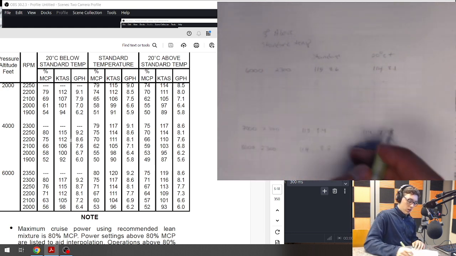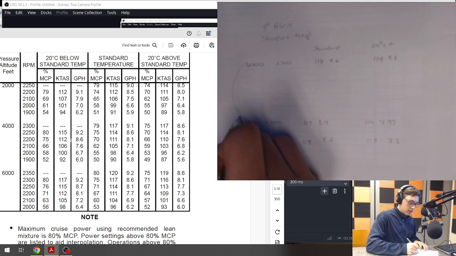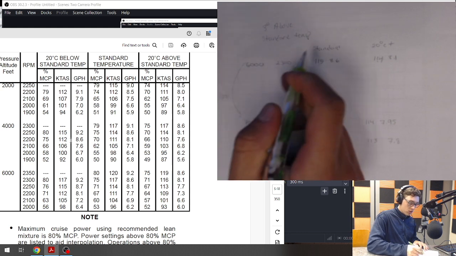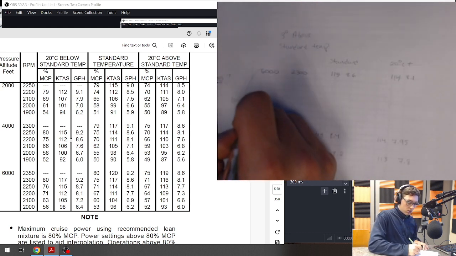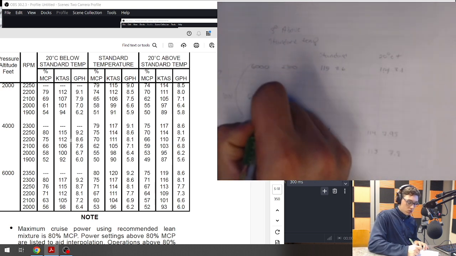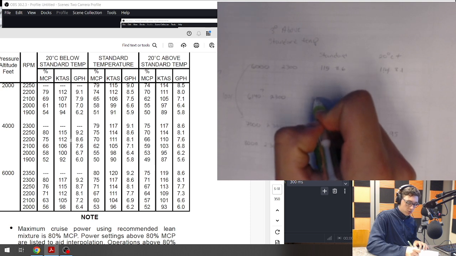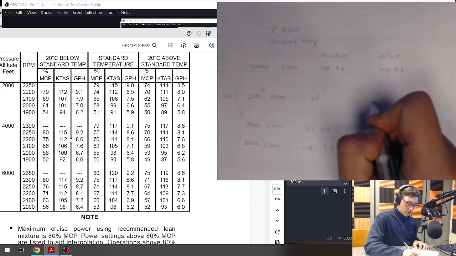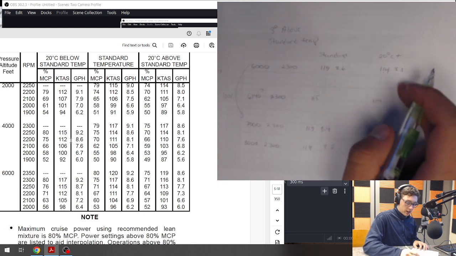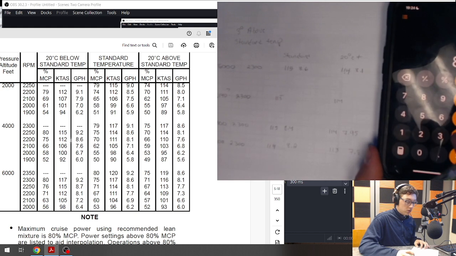The reason why I did that is because now I can use my 100% little trick here. 6,000 to 7,000 is the 100% value. I'm trying to find what I'm operating at, 6,140. What does that look like? So still 2,300. I know the values over here are the same for airspeed, so 115. Same thing over here for 114. But my gallons per hour is going to be different for both.